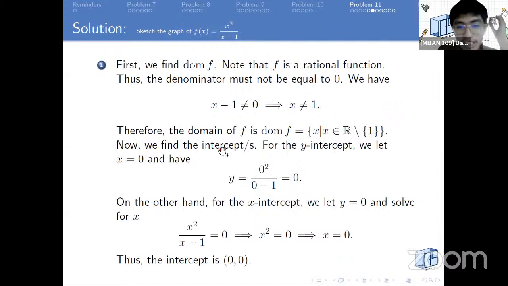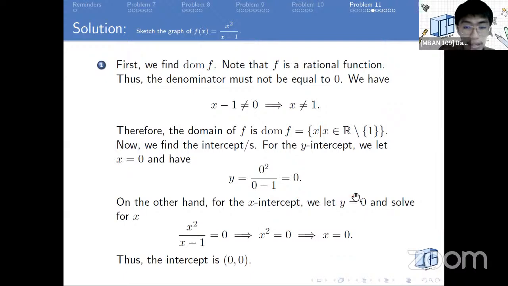Now we find the intercepts of the function. For the y-intercept, we let x equals 0 and have y equals 0 squared over 0 minus 1, which equals 0 over negative 1, so that is 0. On the other hand, for the x-intercept, we let y equals 0.